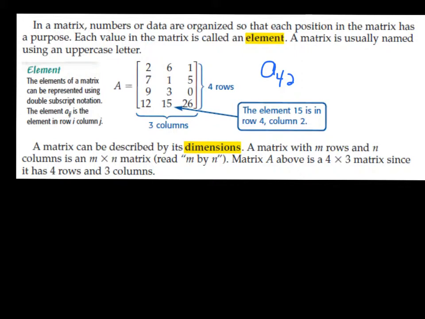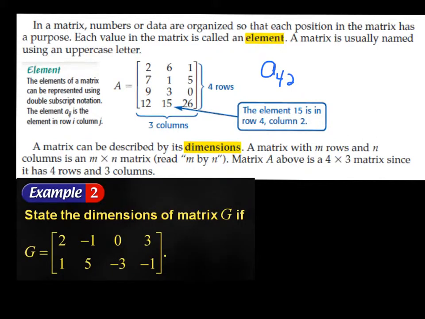Okay, back to it. A matrix can be described by its dimensions. A matrix with m rows and n columns is an m by n matrix. Matrix A above is a 4 by 3 matrix since it has 4 rows and 3 columns. State the dimensions of matrix G. Okay, it looks like 2 rows and 4 columns. So the dimensions are 2 by 4.